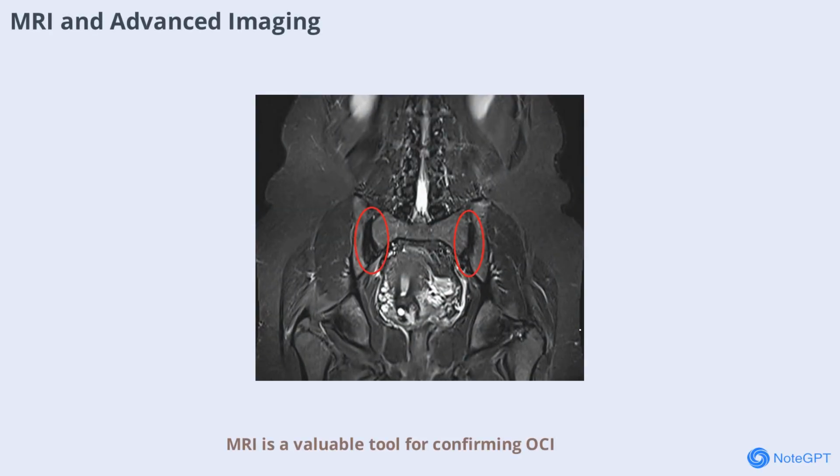MRI is a valuable tool for confirming OCI and ruling out other causes of back pain. It can detect subtle sclerosis and exclude inflammatory or degenerative changes in the sacroiliac joints and spine. In this case, MRI showed focal sclerosis on both iliac aspects and a disc bulge at L4-L5, but no nerve root impingement. Advanced imaging is especially helpful when the diagnosis is uncertain or when other conditions are suspected.